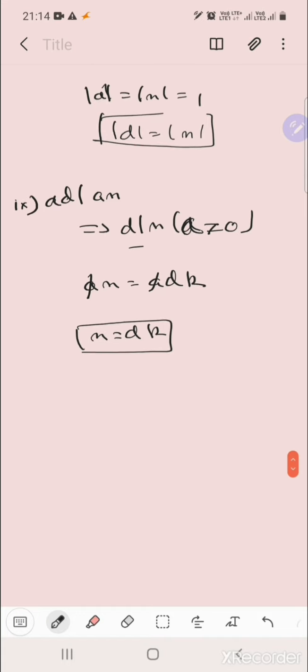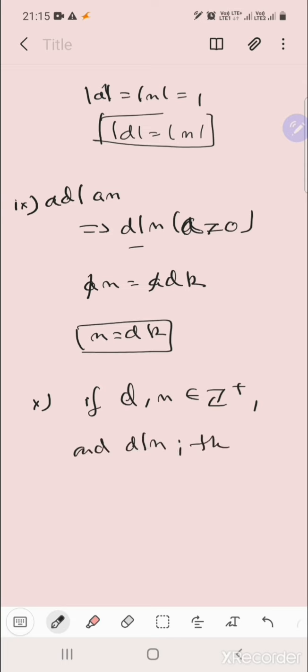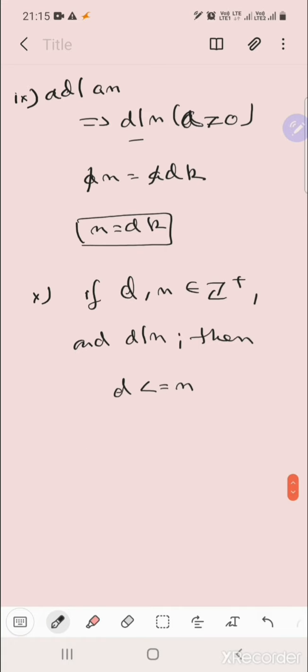Okay. One more thing, and this is a very important property: if d and n both belong to the set of positive integers and d divides n, then d must always be less than or equal to n. Now let me tell you the reason behind this. It is pretty easy to understand.